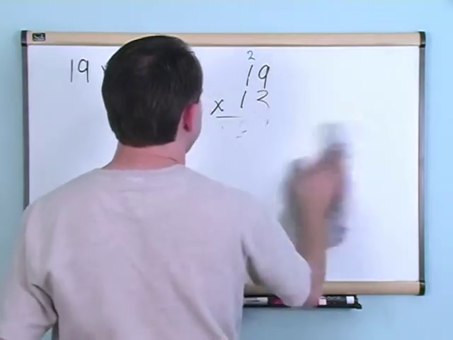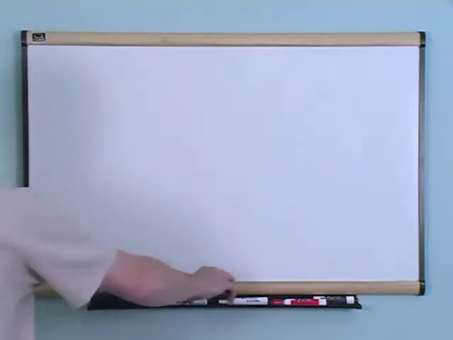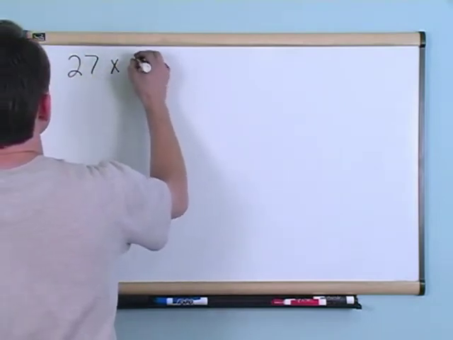Okay. I think we're getting the hang of things. Let's go ahead and do another few two-digit problems. Okay. What we're going to have is, let's try 27 times 37.